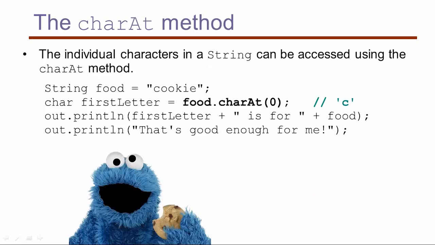The string class has the charAt method that will allow us to access the individual characters in a string object. In this example, we use the charAt method to get the first letter at index 0 from a string, and then use that information to print out Cookie Monster Song.